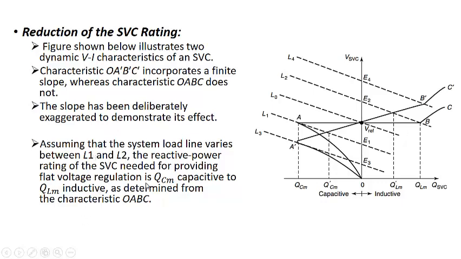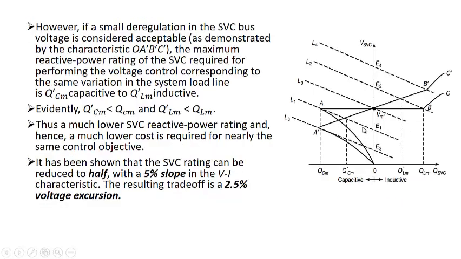Now for L1 it will be QCM, capacitive, to QLM, inductive. That means for L2 it has to consume a reactive power of QLM to make this voltage equal to V reference, as determined by the characteristics. So for a system where the slope is not there, when the system voltage changes from L1 to L2, the reactive power demand changes from QCM capacitive to QLM inductive to make the voltage equal to the V reference.